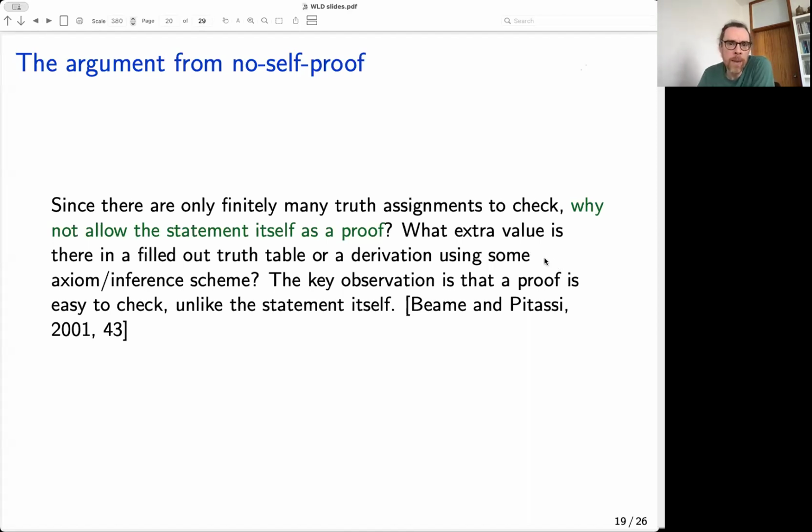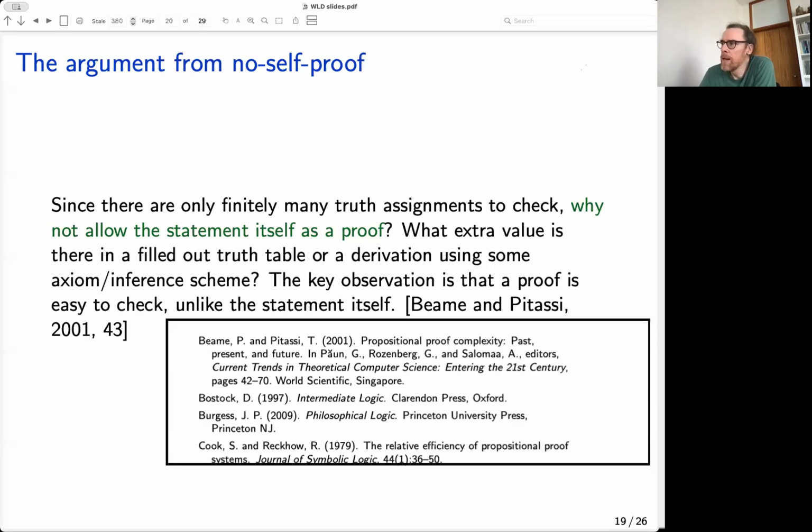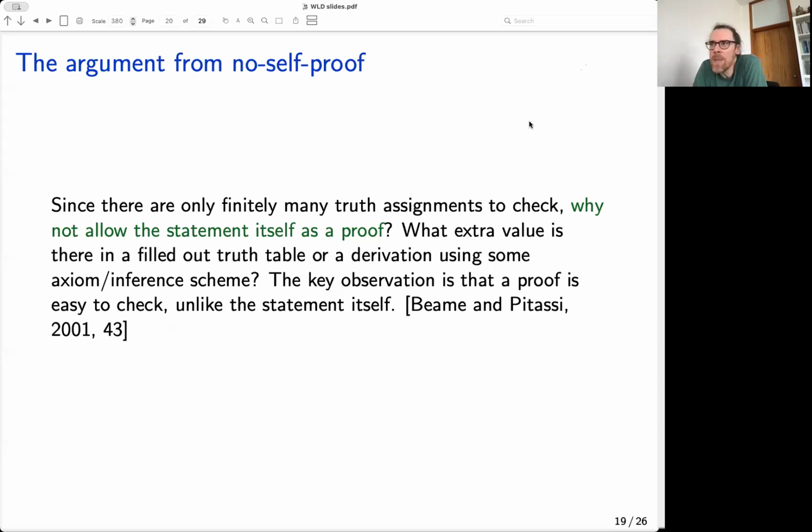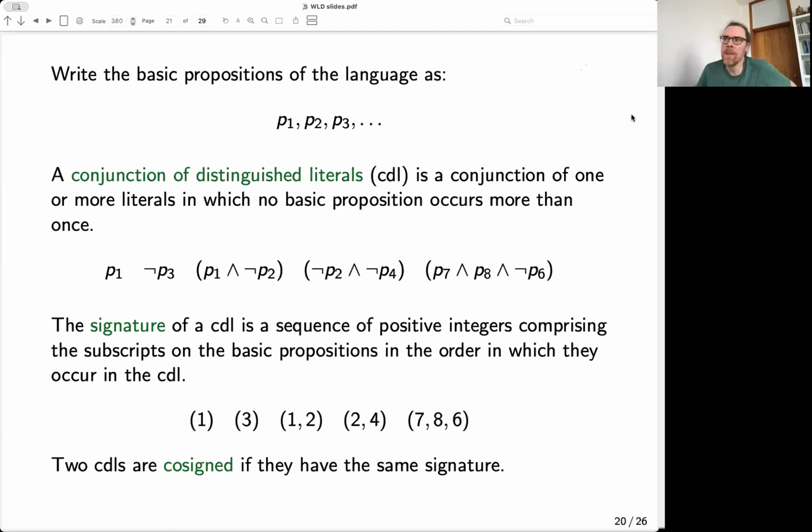So now I want to say why that's a bad argument. Basically the reason why it's a bad argument is that even adding this extra requirement on formal proofs does not rule out formulas being proofs of themselves. So let me just explain that for the next few minutes.